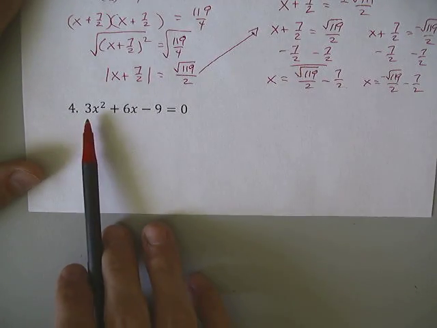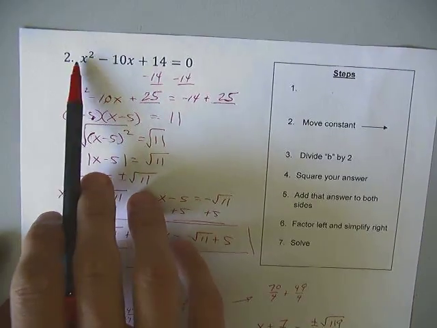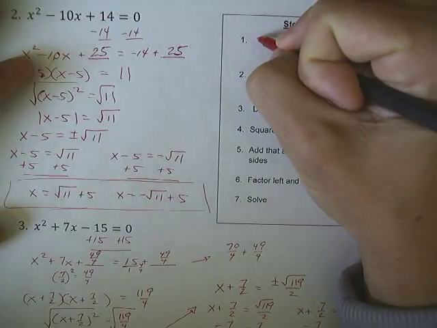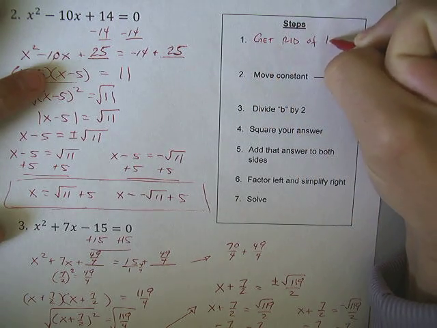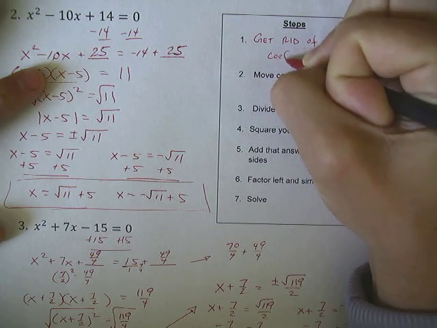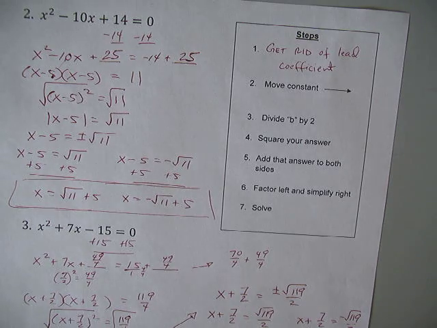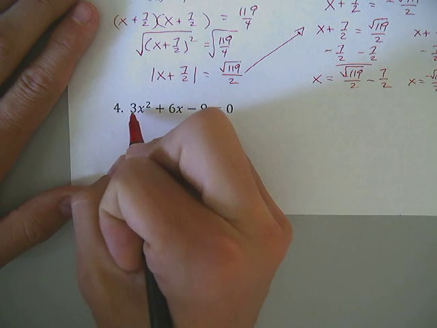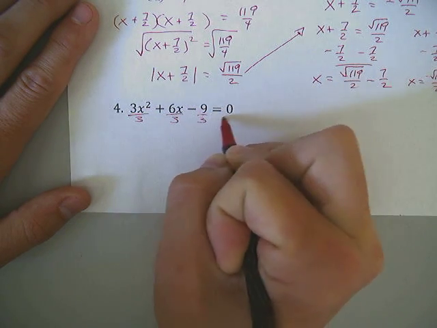And if you notice, the big difference here is that this one has a lead coefficient of 3, while none of the other ones that we talked about did. So, first step is get rid of the lead coefficient. You can't have a lead coefficient. Alright, so how do I do that? Well, you simply just divide whatever this is. We're going to divide everything by that.